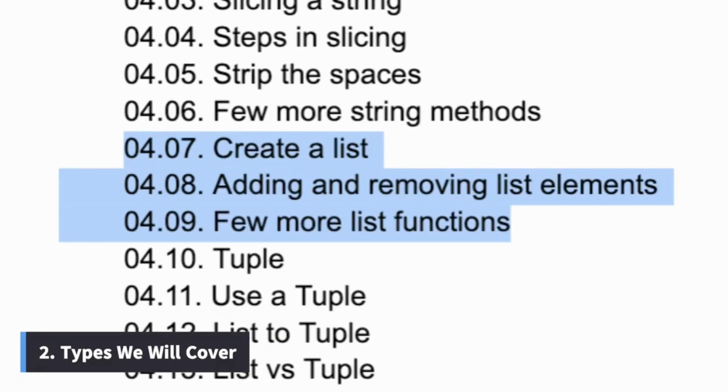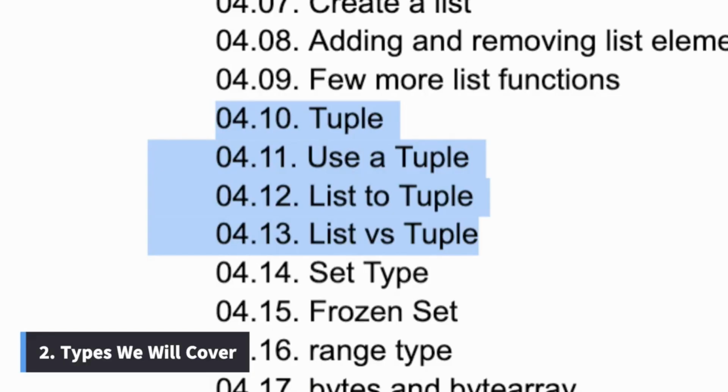Next, we'll move to the list. Lists are incredibly flexible and are used to store multiple items of potentially different data types, and they are fully modifiable. Finally, we'll study the tuple, which is similar to a list but has a crucial difference. It is immutable, meaning it cannot be changed after creation. We'll compare lists and tuples to know when to use each.